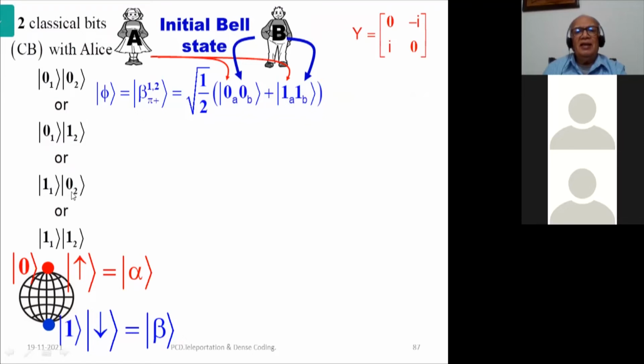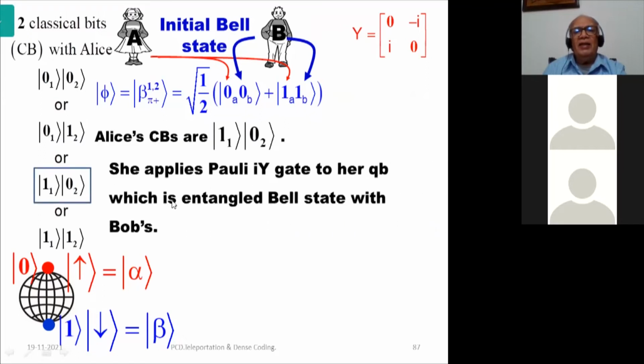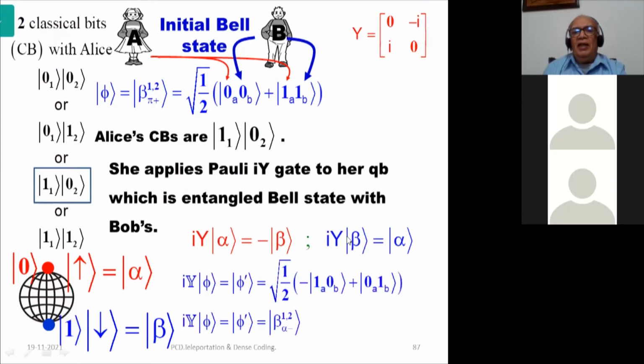So this is the third case that we are discussing, 1, 0. This is the pair of classical bits which Alice has, and Alice now applies the iY gate, as a result of which alpha goes to minus beta, beta goes to plus alpha, and therefore this 0 goes to minus 1 and this 1 goes to 0. So this is the result of the iY gate. So you get again a Bell state, but a different one.